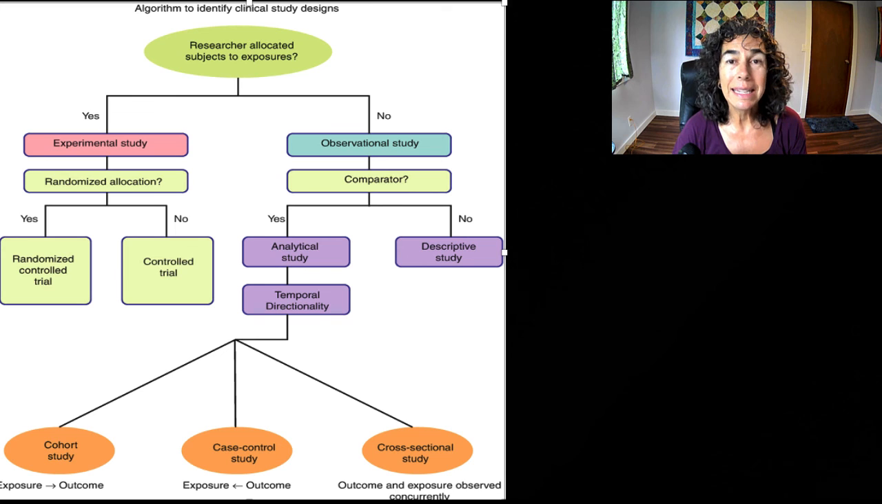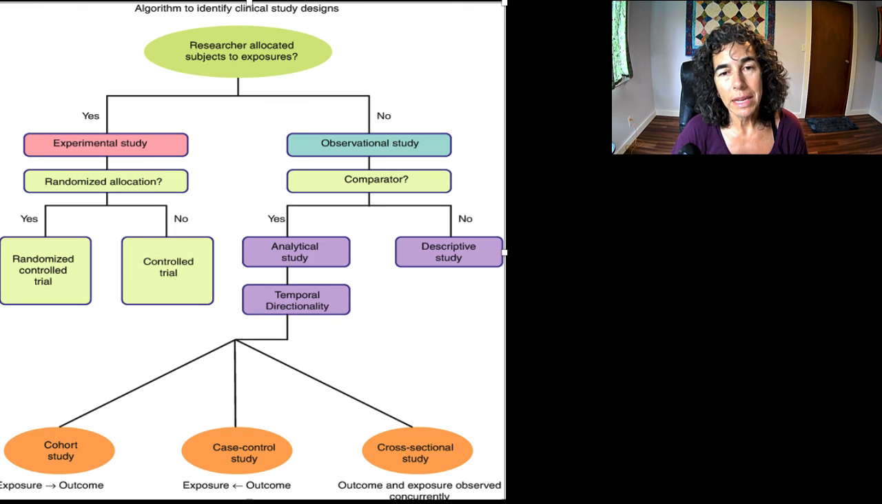So it's an algorithm to identify different study designs. And you see that at the top it asks if the researcher actually allocated the subjects or participants, we call them both, to exposures, and that means to an intervention. If yes, it's an experimental study. Was there random allocation to one of two or more groups? If yes, a randomized control trial, and if no, a control trial.